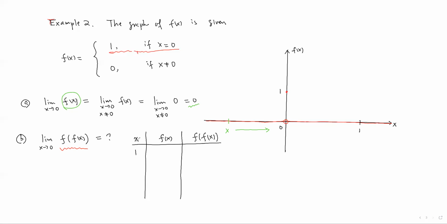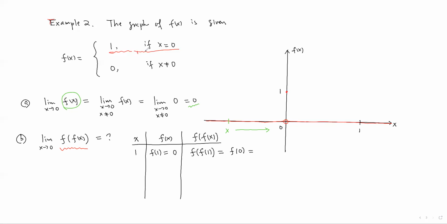Now when x is 1, what is the function value at 1? Go back to the definition of the function. When x is non-zero, the function value is 0. So f of 1 is 0. Then the third column, f of f of 1. We know that f of 1 is 0. Now f of 0. What is f of 0?